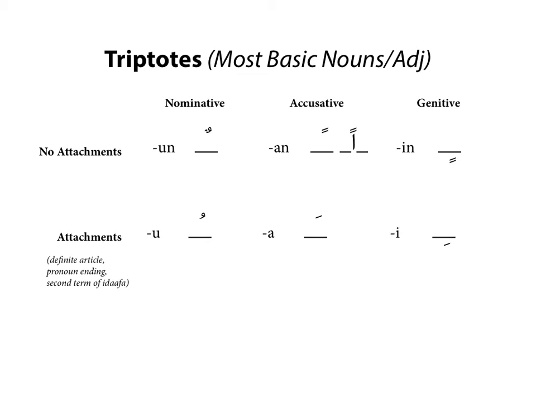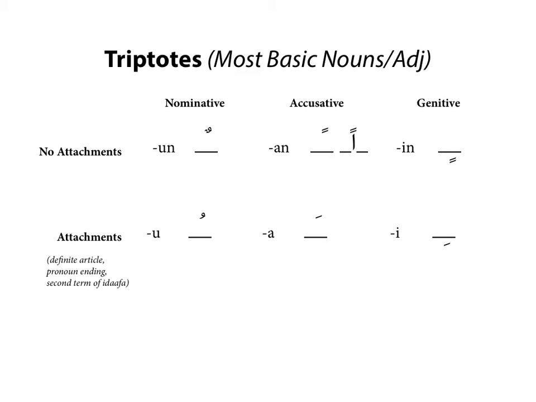We are now going to go through the case markings for the various word classes. The most common nouns and adjectives are triptotes. When they have no attachment, in other words, when there's no definite article, no pronoun ending, and no second term of idafa, then they are marked with the vowel plus nunation. So nominative is un, accusative is an, and genitive is in.